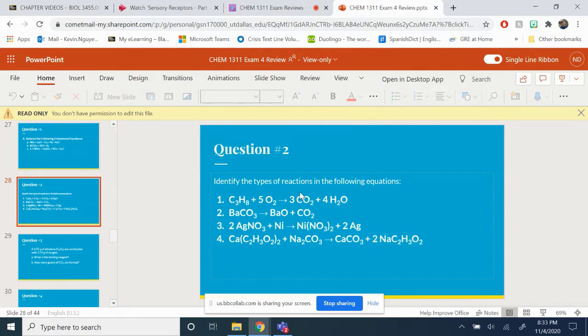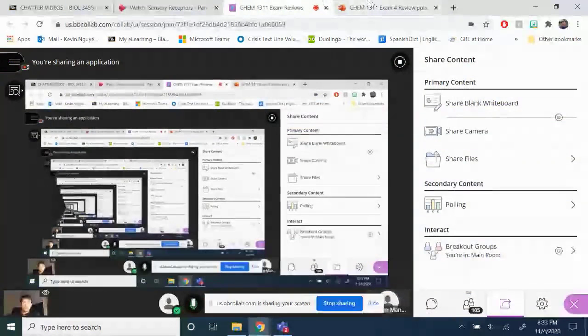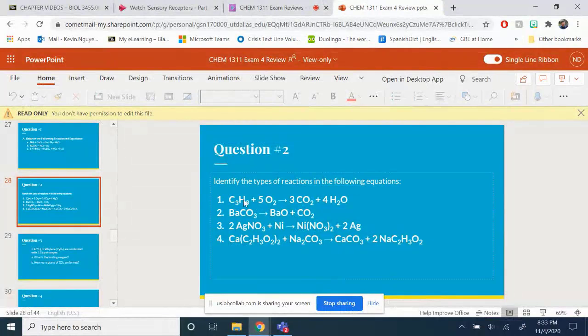So again, we have 5 types of reactions. We have combination reactions, also called synthesis reactions. We have decomposition reactions, the opposite of that. We have combustion reactions, single replacement, and then double replacement. So go ahead and type in the chat or just turn on your mics if you would like to. And tell me what you think the first one is, and then I'll just pop up to the tab to read your answers.